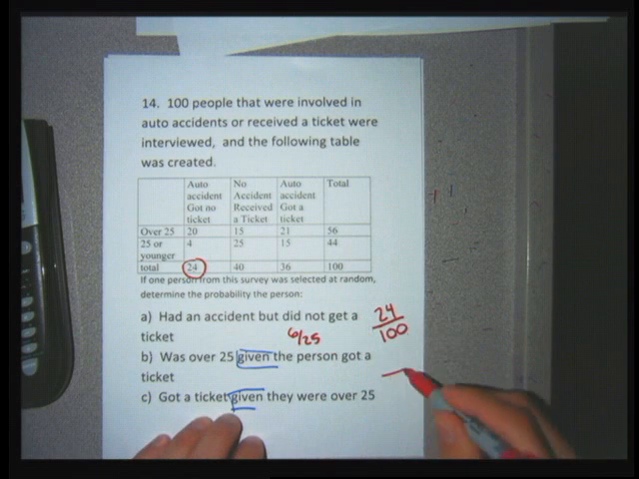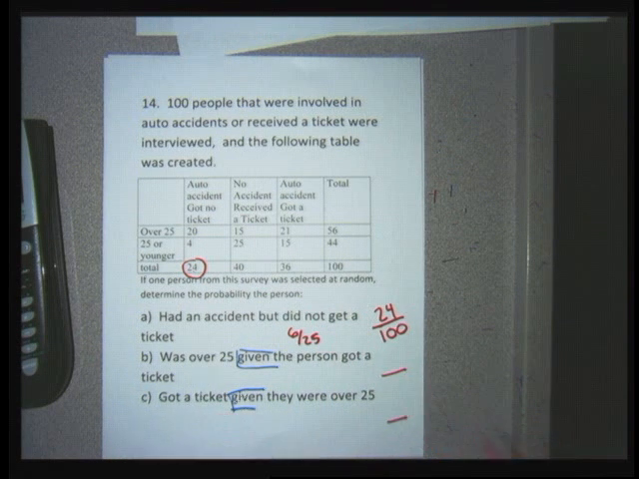For both parts B and C, my denominator isn't going to be 100, and I'm only looking at a very focused portion of the sample space. B is as tricky as C. They're both tricky because the table's so big. So what's the probability that the person was over 25 given the person got a ticket?